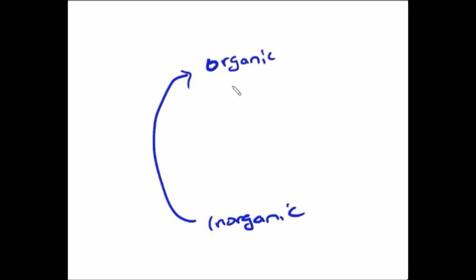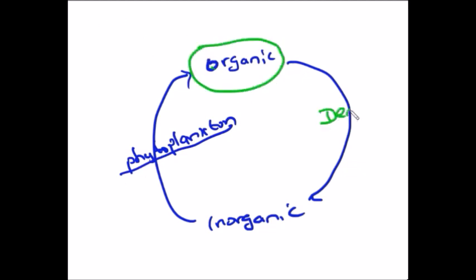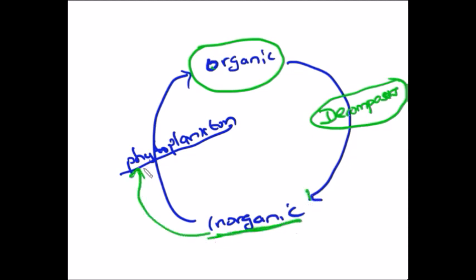What about organic compounds and inorganic compounds? How are they linked in a cycle? As you know, phytoplanktons produce the organic compounds, and when organic compounds reach the bottom, they are decomposed by decomposers. Decomposers are nothing but bacteria. Now inorganic compounds are released. Inorganic compounds are once again used by phytoplankton to produce the organic ones.